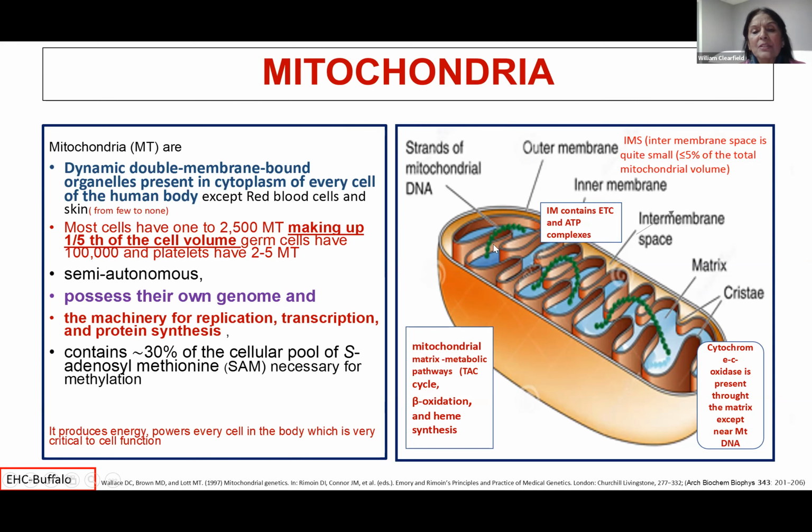And this is the inner membrane. And these are the cristae, and this blue color is their matrix. And this green color is the mitochondrial chain. This inner membrane is where the electron transport chain is and where the ATP complexes occur. However, the matrix is the place where cytochrome C oxidase is present throughout the matrix except near the mitochondrial DNA. And the mitochondrial matrix also has metabolic pathways. The TCA cycle with oxidation and the heme synthesis cycle occur in the mitochondrial matrix.